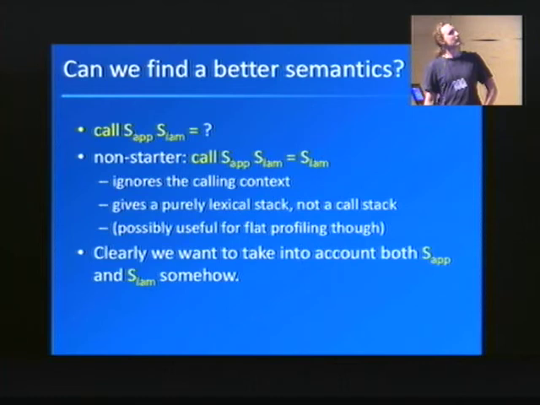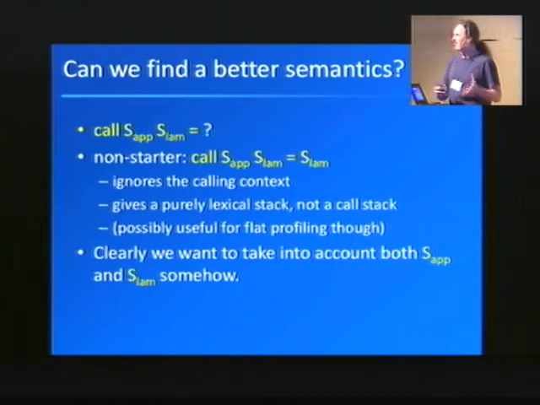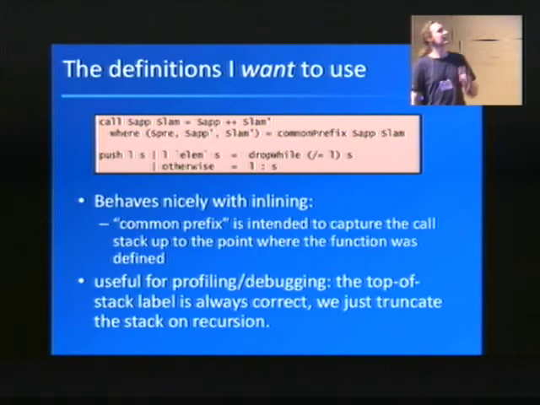So we've got to go back to this definition of call and try and find a better one that does something closer to what we want. The other obvious choice that you might think of is, well, what's call S_lam, S_lam equals S_lam. That's not a great choice either, because it just completely ignores the calling context. It just gives you a static lexical call stack that you could have generated from the source code. It doesn't tell you anything about the dynamic execution. So clearly we need to take into account both S_app and S_lam.